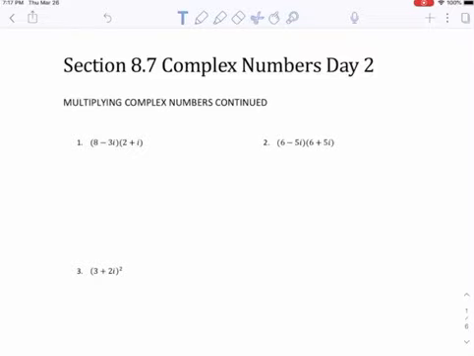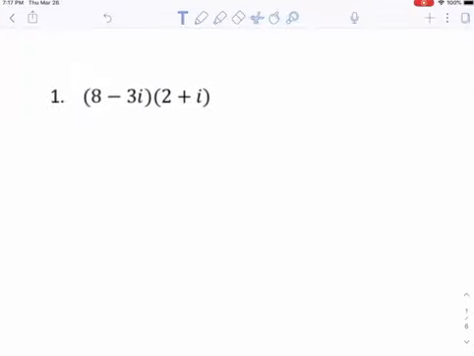Okay, section 8.7, complex numbers, day 2. So this is again going to be a very quick lesson. Hopefully doing your homework you got used to the idea of using i and dealing with imaginary numbers and things like that. Okay, so I told you previously that we are going to continue on with multiplying complex numbers. And we're going to treat this just like a FOIL problem.